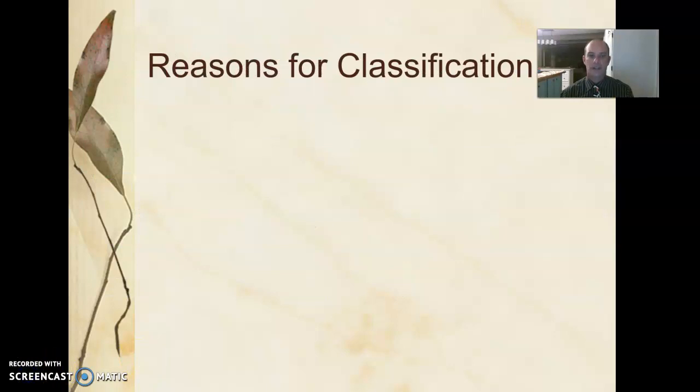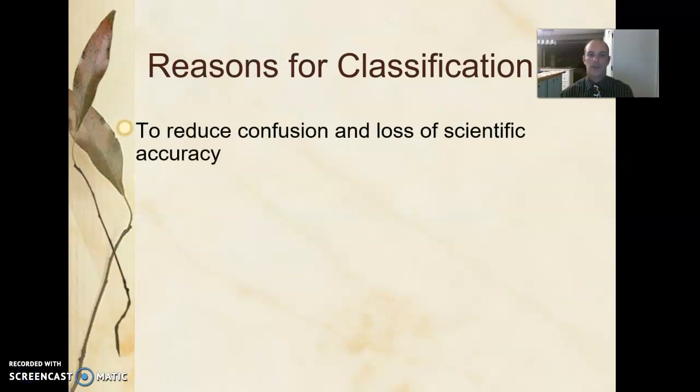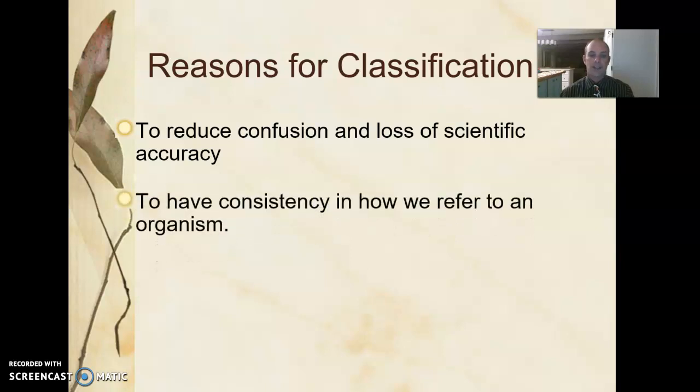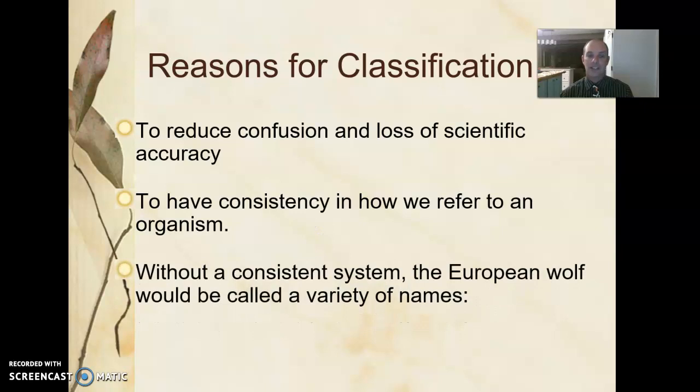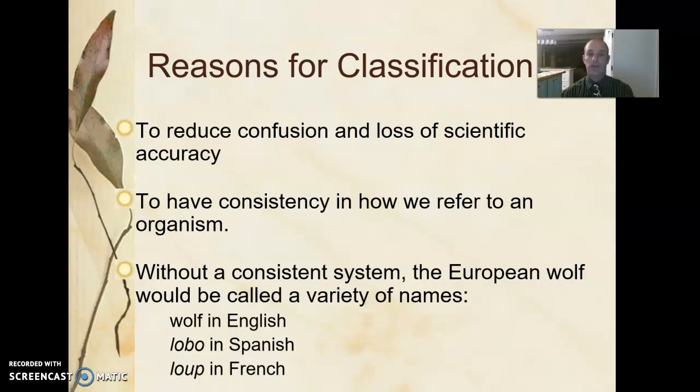All right, so why do we have to have classification? What are the reasons for it? Well, reason one is to reduce confusion and loss of scientific accuracy. You have to have scientific names so all scientists and all people can call it something, to have consistency in how we refer to an organism. For example, without consistency, the European wolf would be called a variety of names. It's a wolf in English, it's lobo in Spanish, and loup in French.